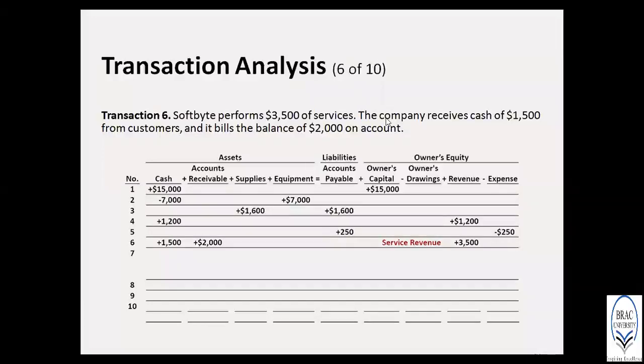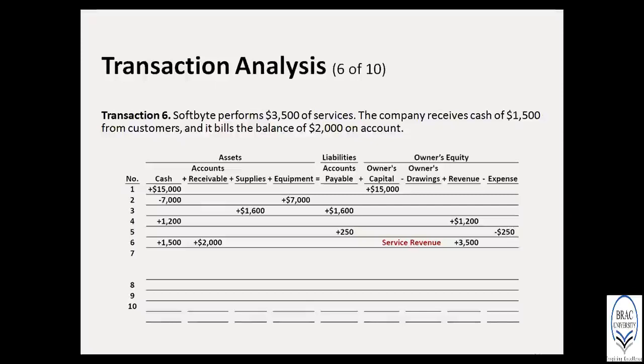In this new transaction, Softbyte performs $3,500 of service. So Softbyte already performed the service worth $3,500. It already earned the revenue worth $3,500, which is stated in the accounting equation as an increase in the revenue section. On the other hand, the company receives only cash of $1,500 out of $3,500. So the cash account has also increased by $1,500. The rest of the balance, the company billed to the customer.